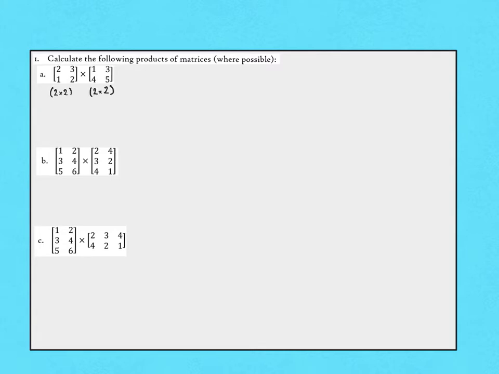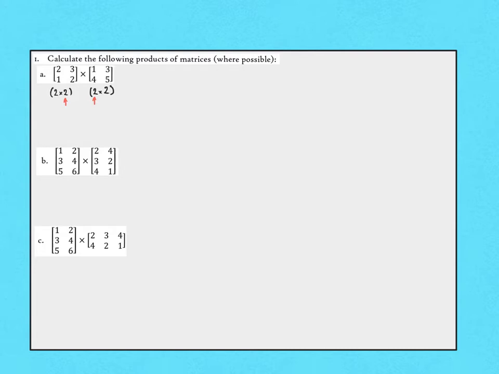So the number of columns in the first matrix is 2. The number of rows in the second matrix is also 2. So these two matrices can be multiplied together. Now in order to multiply two matrices together, you take the elements of the column of the second matrix and multiply those by the elements of the row of the first matrix and add those results together.